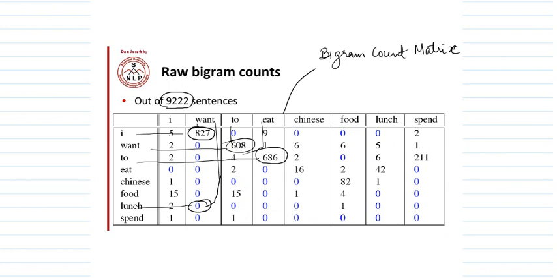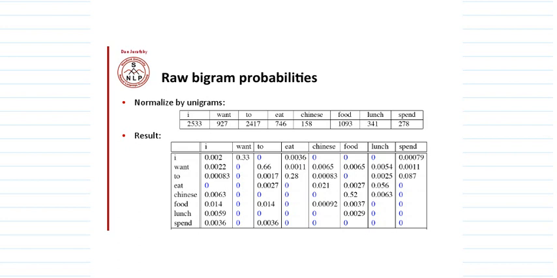So which is the preceding word? I is the preceding word, so we divide the first row by the count of I. When we divide the first row by the count of I, we get these probabilities. Similarly, want I, want to, want eat, want Chinese. If I divide all these counts by the count of want, I will get the bigram probabilities. In this way we divide all these by different counts.